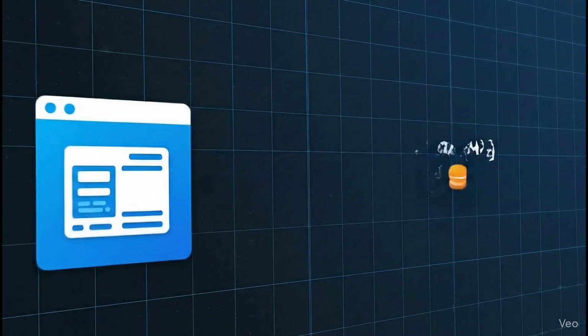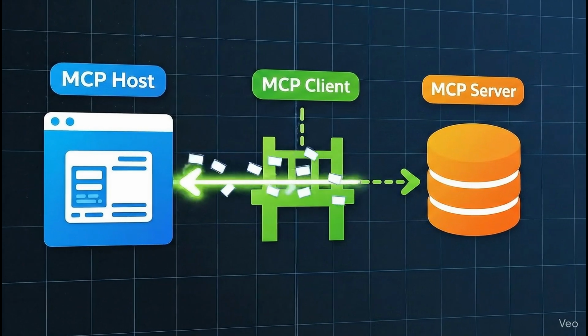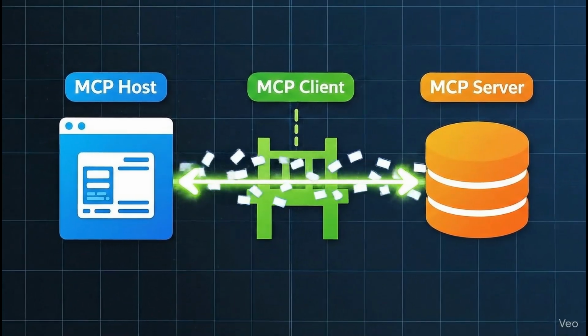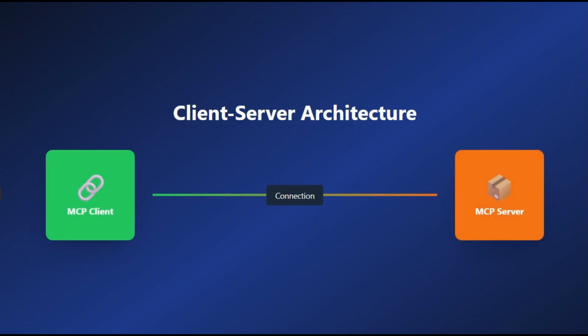Welcome. Today we're exploring the Model Context Protocol architecture, the foundation that securely connects AI applications to context sources. MCP follows a client-server architecture. An MCP client connects to an MCP server through a dedicated connection to obtain context data.